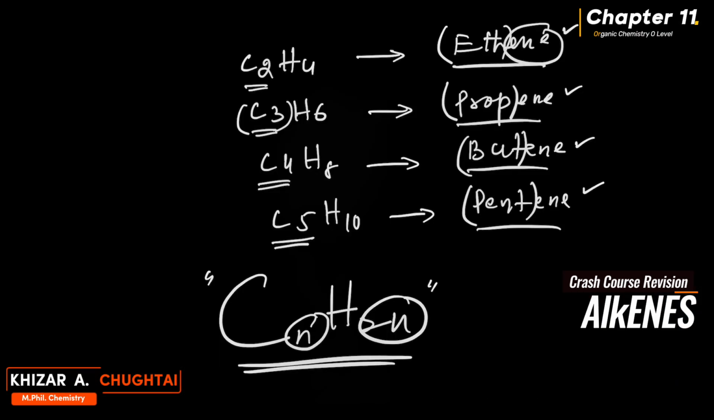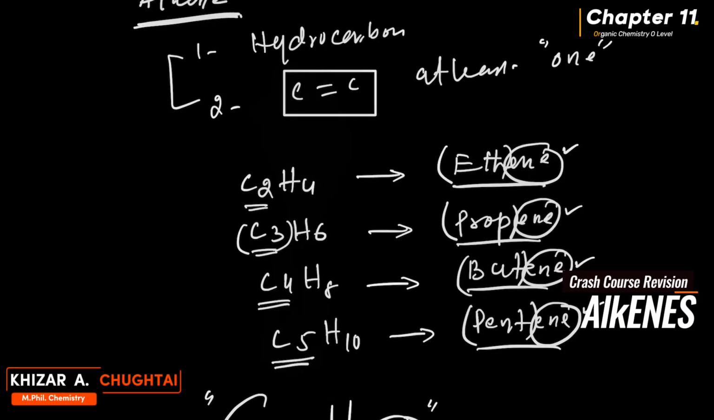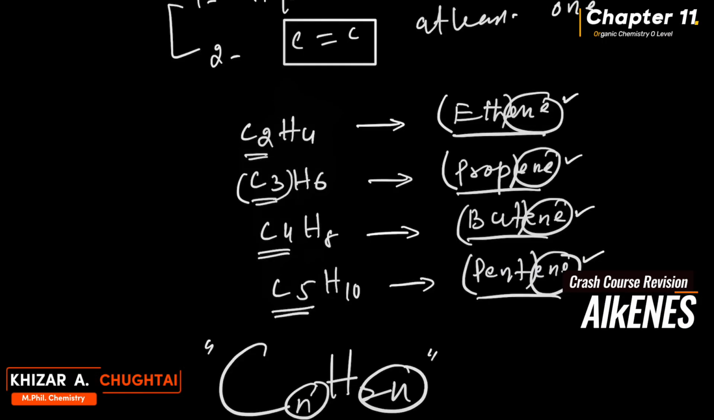And the last part of the name is called the suffix. The suffix is "-ene". "-ene" indicates the presence of a carbon-carbon double bond. If any compound has 1, 2, 3, or more double bonds, the ending of the name will be "-ene". It may be a simple "-ene", it may be a diene, and so on. So this is the homologous series of alkenes. Hydrocarbons having at least one carbon-carbon double bond are known as alkenes.